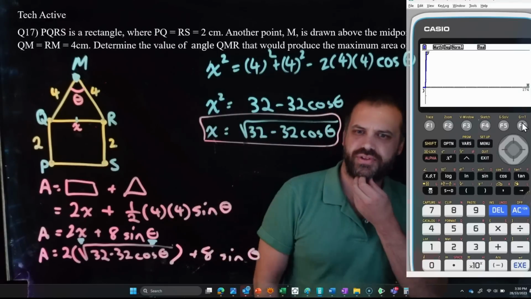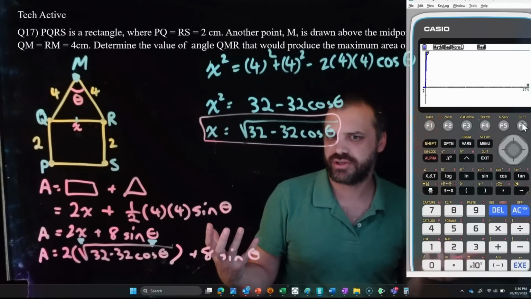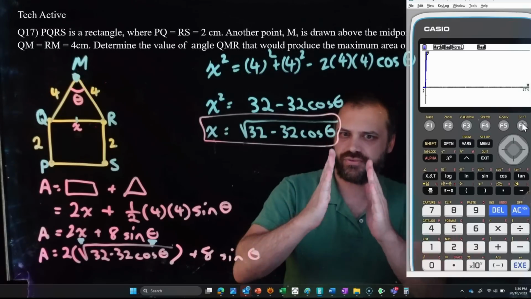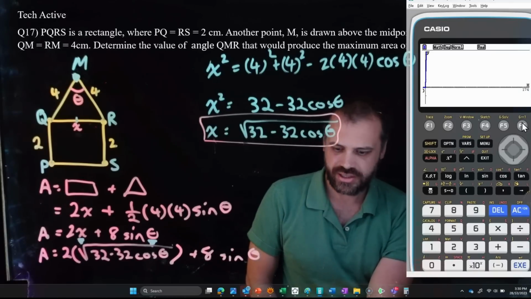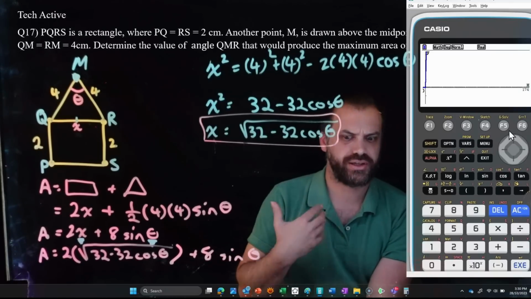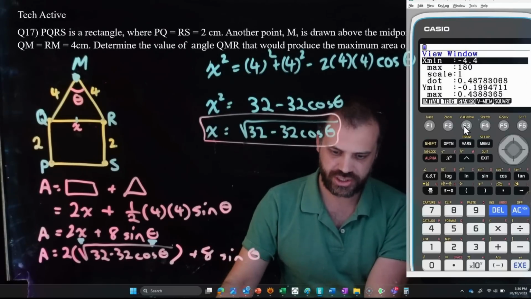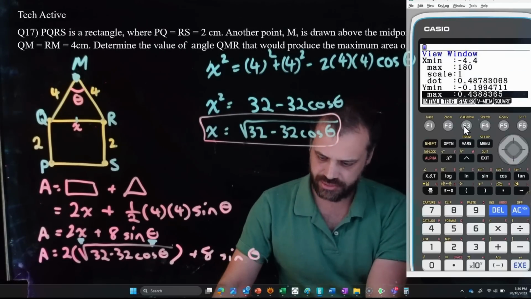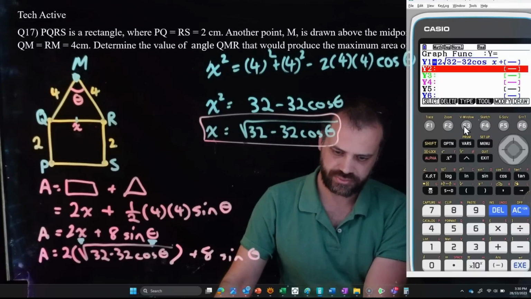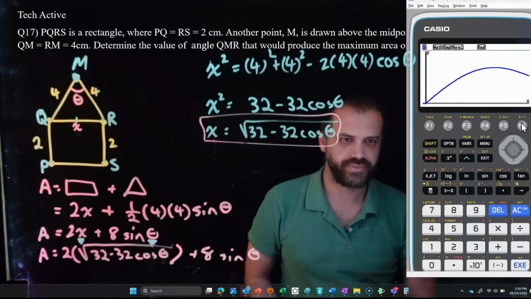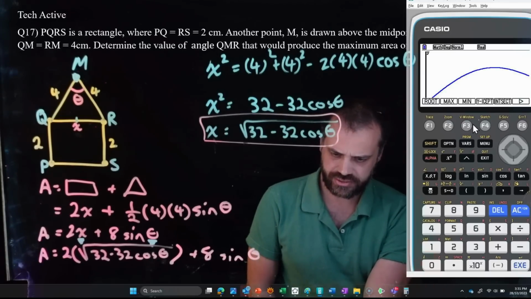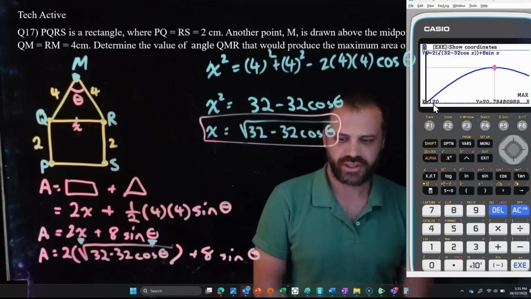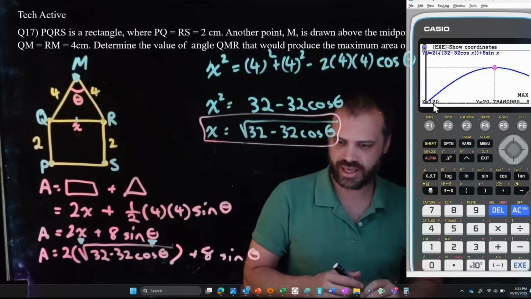Now the area of this thing, what's the maximum area it could be? Well, if the triangle collapsed on itself, it would be 2 by 8, which is 16. So let's say the max area could be, I don't know, 30. Let's change our view window. So maximum is 30. All right, we've got something. Let's do a little G-solve here, and we'll look for the max. Beautiful.